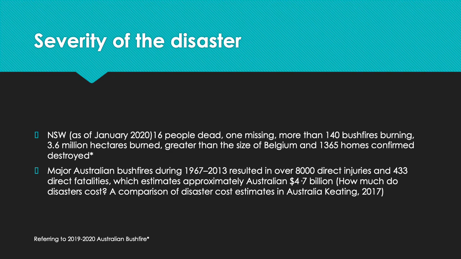According to a comparison of disaster cost estimates, major Australian bushfires from 1967 until 2013 resulted in over 8,000 direct injuries and 433 direct fatalities. The cost amounted to up to $4.7 billion.